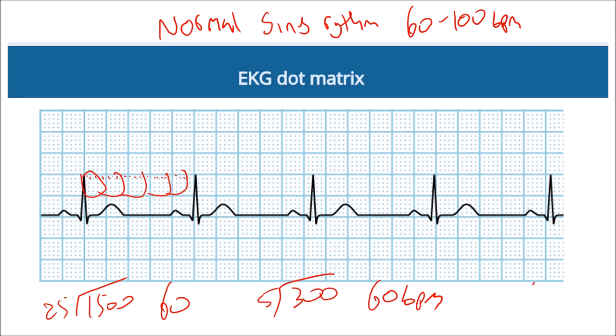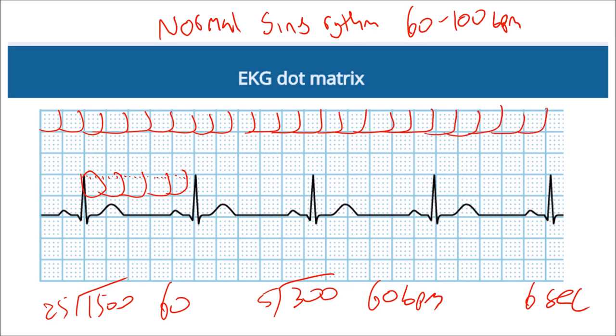And if we use the 6 second rule, we know that there's supposed to be 30 squares, right? So let's see, 1, 2, 3, 4, 6, 7, 8, 9, 10, 11, 12, 13, 14, 15, 16, 17, 18, 19, 20, 21, 22, 23, 24, 25, 26, 27, 28, 29, and let's assume there's another one. So if this were to actually be here, this one would probably finish, and then there would probably be at least one more EKG here.